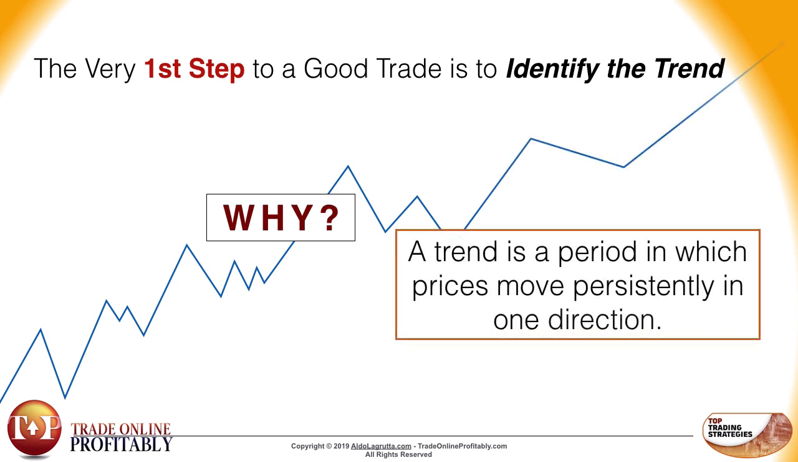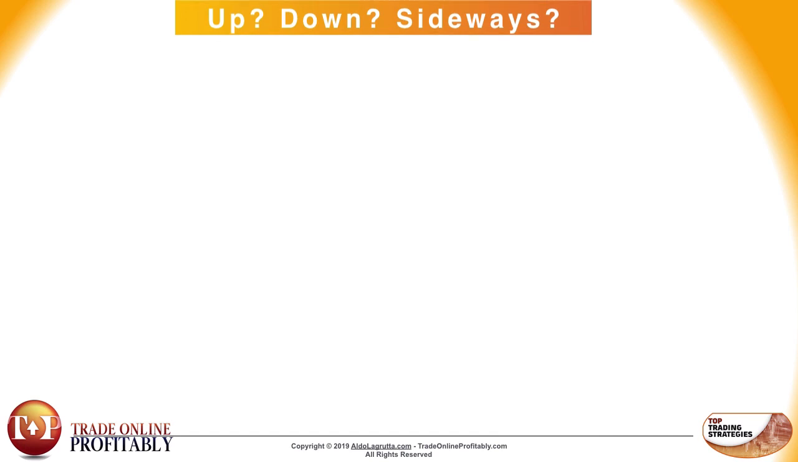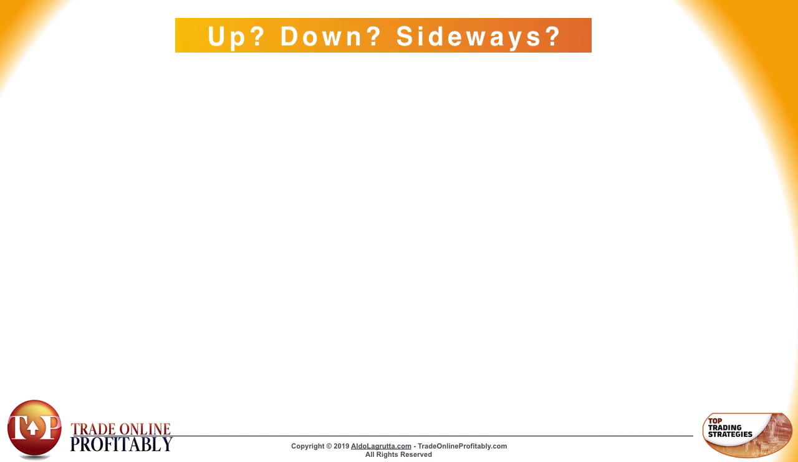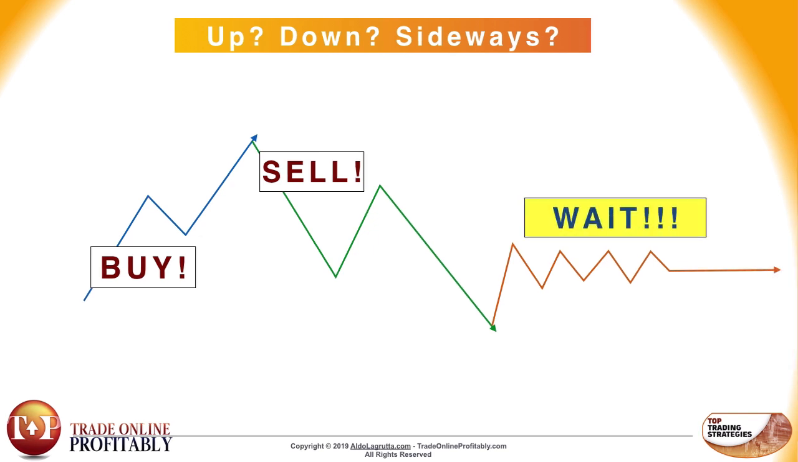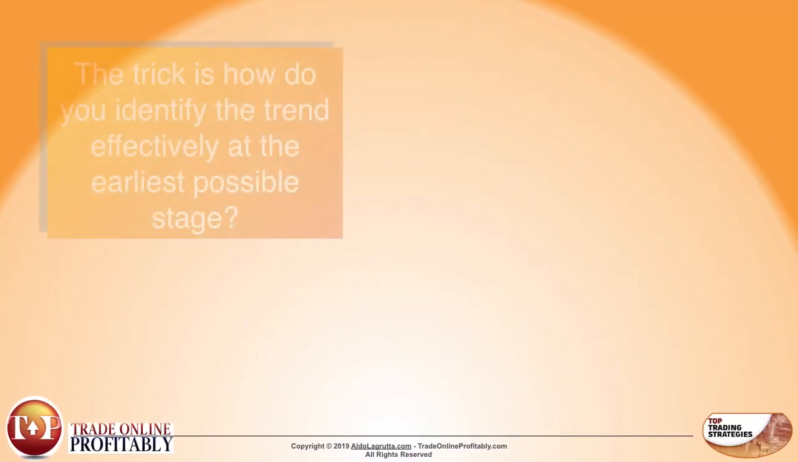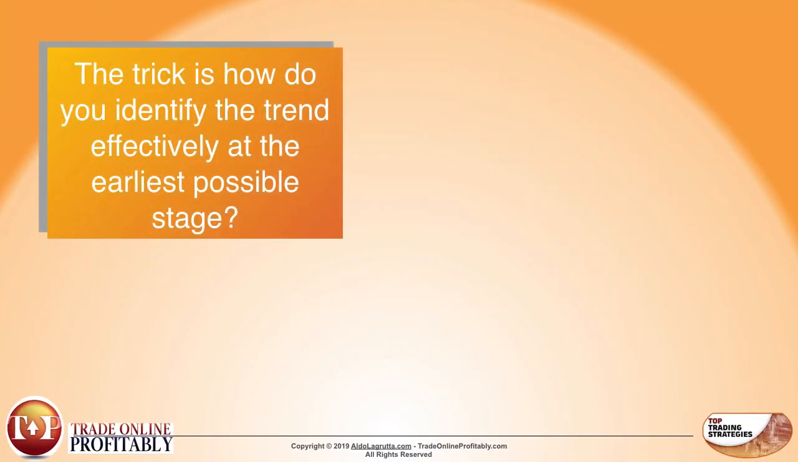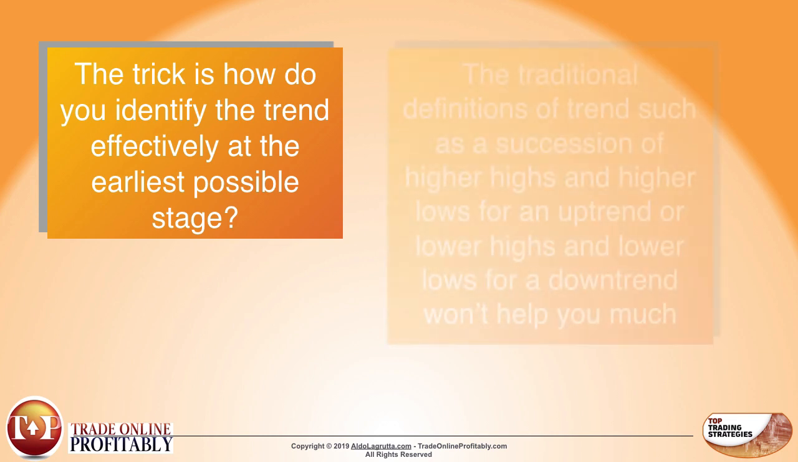A trend is a period in which prices move persistently in one direction. So if you want to be in a trade that will be persistently moving in your chosen direction, you have to be with the trend. You have to know if the trend is up, down, or sideways. If the trend is up, you want to buy. If the trend is down, you want to sell. If the trend is sideways, as it often is, you want to stand aside and wait until an up or down trend starts again. The trick is, how do you identify the trend effectively at the earliest possible stage?